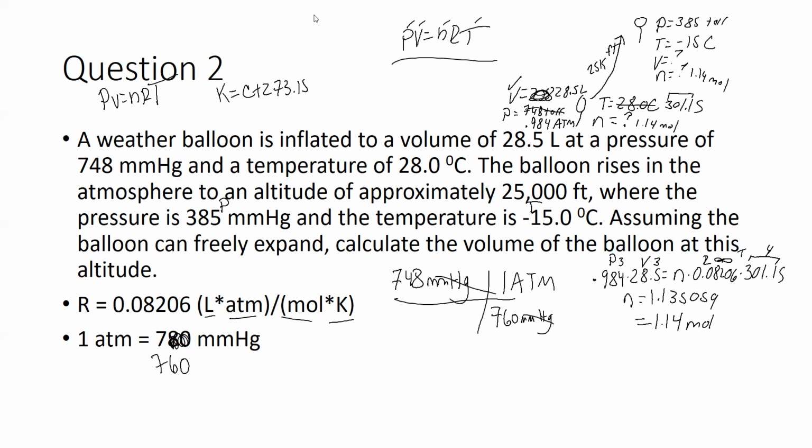All right, so condition 2. Pressure, 385 torr. We don't want that. We want it in atmospheres. Same conversion. 385 divided by 760 is 0.506579. Here, we only have 3 sig figs, but I'm not going to round until the very last part, because if you round too early, you can get rounding errors.